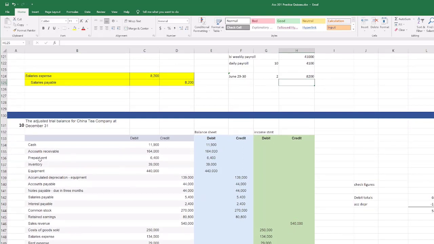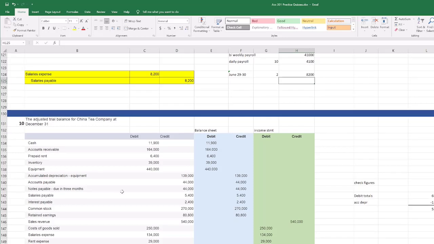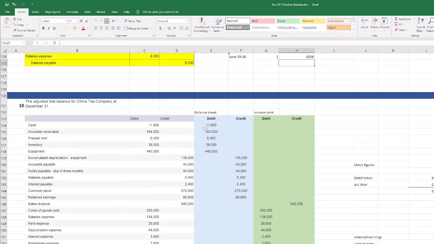So basically if you started out with this balance sheet, you're going to see this problem reiteration, the China Tea Company. It's either going to ask you to prepare the balance sheet or the income statement. So I just thought I would show you how to do it. In your Excel spreadsheet, you've got this set up already, and then you're just going to bring your balance sheet accounts over: cash, accounts receivable, prepaid rent, inventory, equipment, and then accumulated depreciation, accounts payable, notes payable, salaries payable, interest payable, common stock, and retained earnings. We're stopping at revenue.